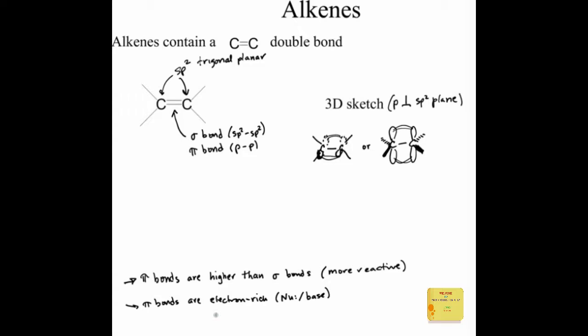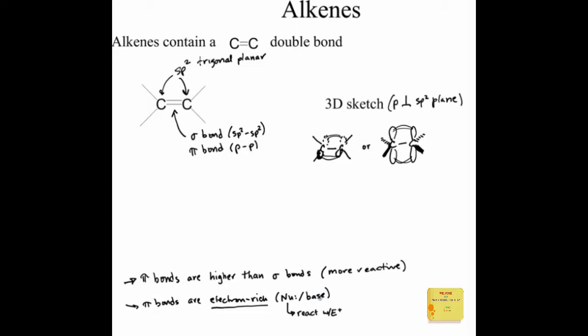Okay, and also we want to note that pi bonds are electron rich. They're a good source of electrons. Those two electrons are fairly loosely held. They're fairly available. So what are some things we associate with electron-rich species? They could be a nucleophile. What does it mean to be a nucleophile? That means you can react with an electrophile, right? So we'll see a lot of reactions of alkenes with electrophiles.